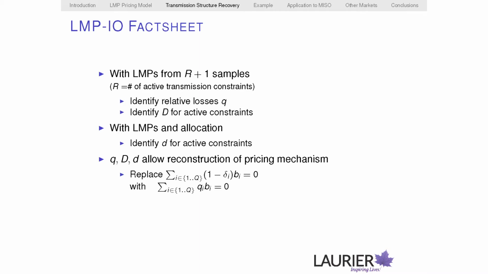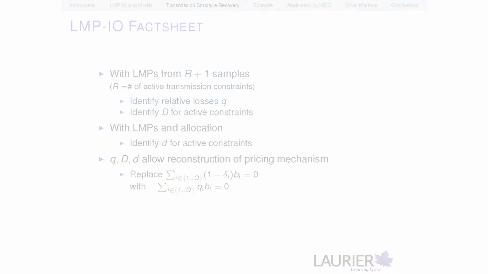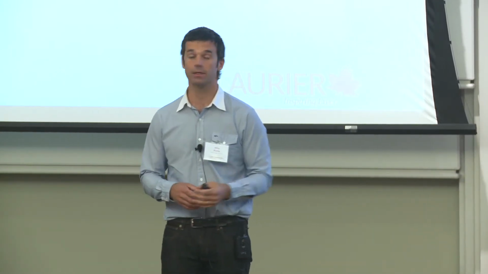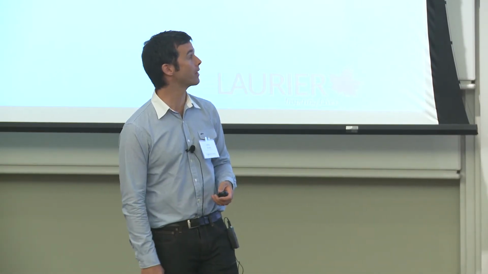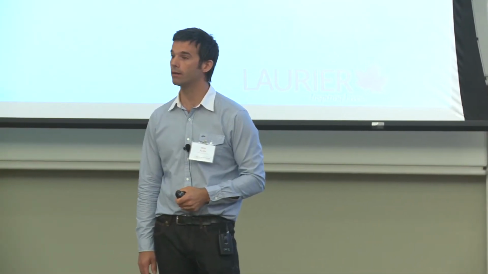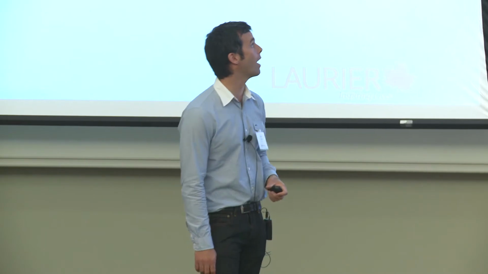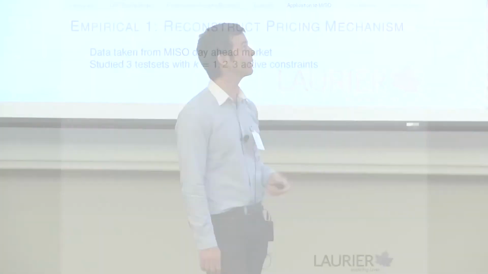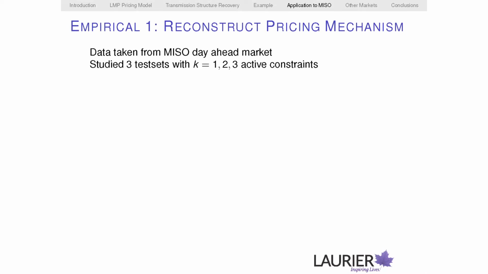So as I said, we've got a lot of data with respect to Midcontinent ISO, and in that data we can see the transmission prices, which tells us which constraints are active in a given hour. So we took a look at several test sets where there are 1 to 3 active constraints.